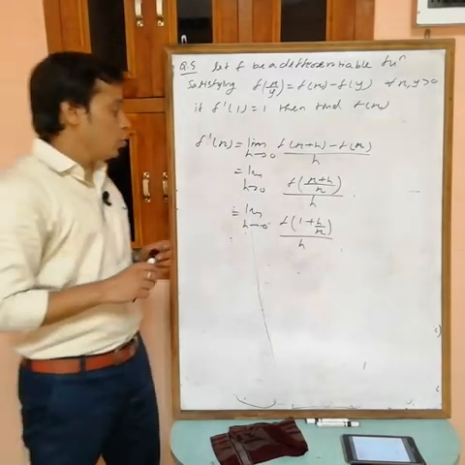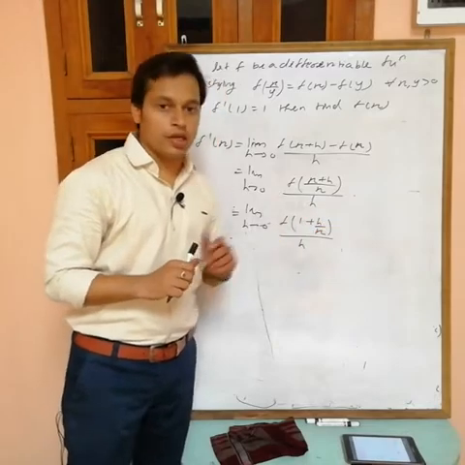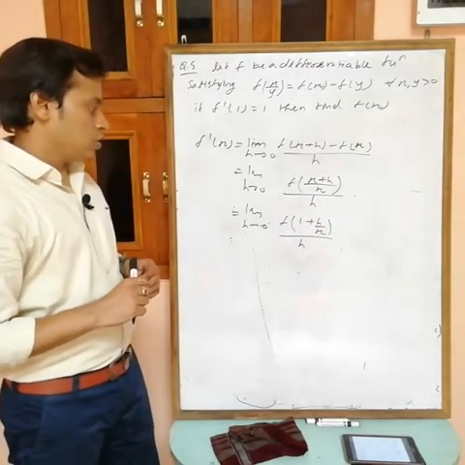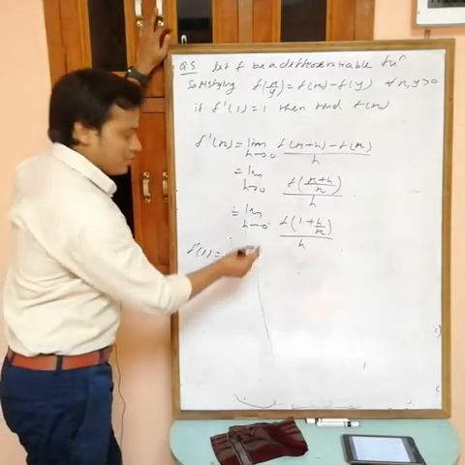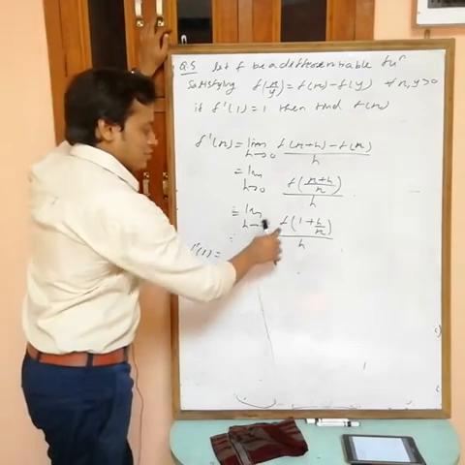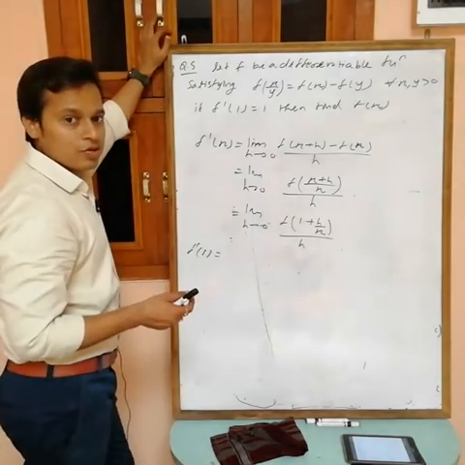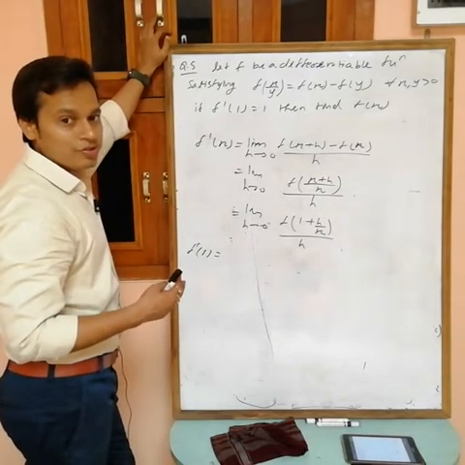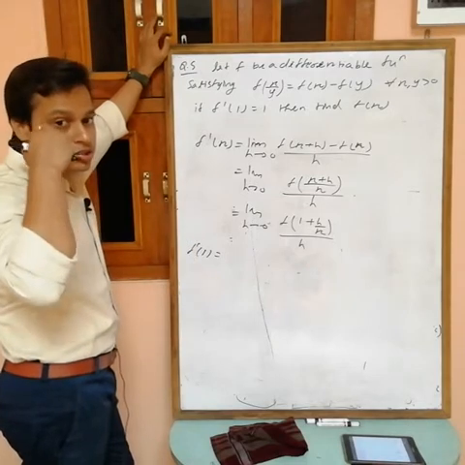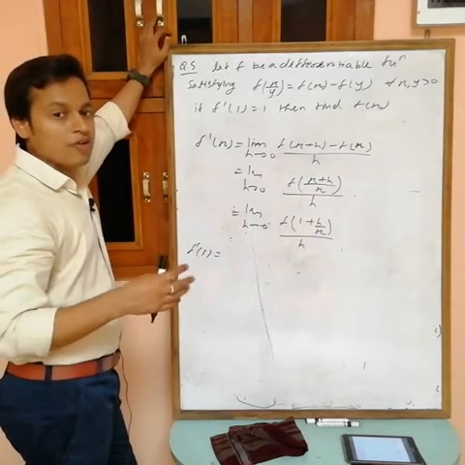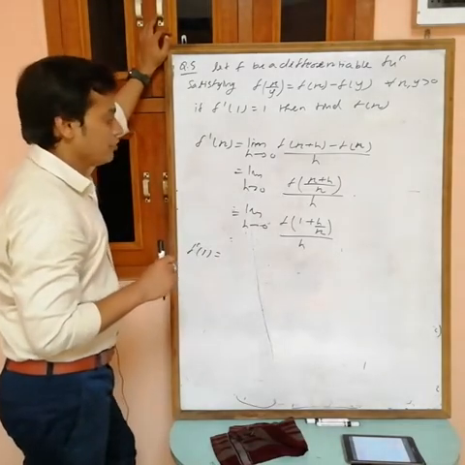Okay, now here this is f(1 + h/x). Can you find the value of f'(1)? Because now you want the value of this. If I put h equals 0, I am getting f(1)/0. Now if f(1) is not equal to 0, then non-zero by 0 is infinity. And if f(1) equals 0, then this is 0/0 form, so you can use L'Hopital also. So we want the value of f(1).